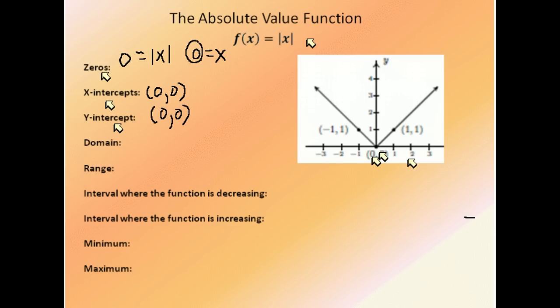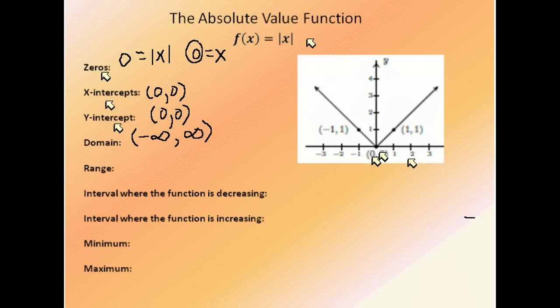The domain is our x values. So if we look at absolute value x, our function, what can we put in for x? Are there any restrictions? And there are not. So our domain is all real numbers. Another way of writing that is with interval notation. What this means is all numbers from negative infinity to infinity. Again, all real numbers.